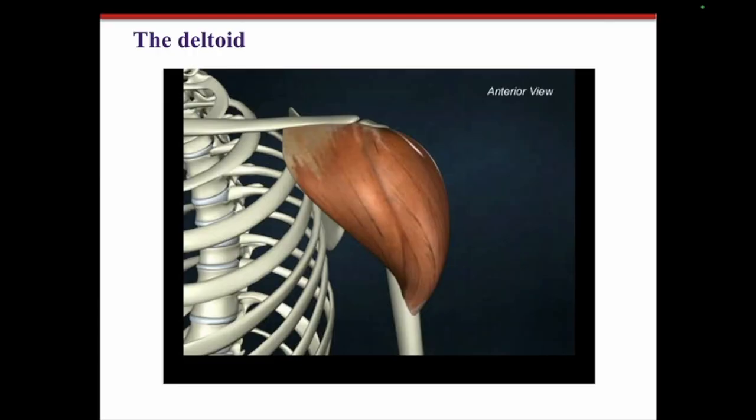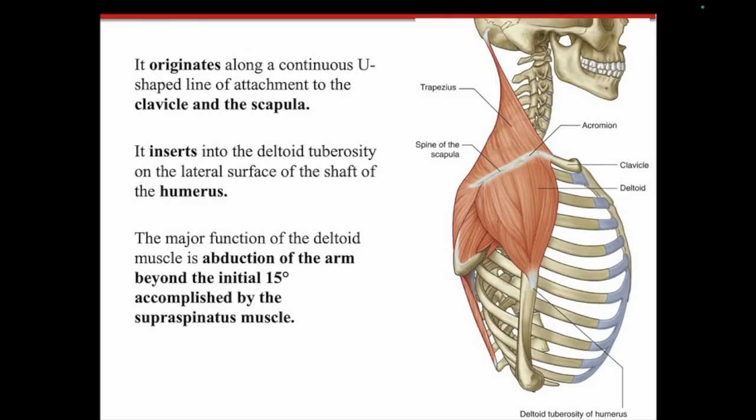So you see the configuration of the deltoid, the lateral muscle on your shoulder, and if you imagine it contracting, what would it do? The deltoid is a muscle that participates in the abduction, so it pulls the arm out. Clinically this is important because it does participate in the abduction beyond the initial 15 degrees that are accomplished by the supraspinatus muscle.